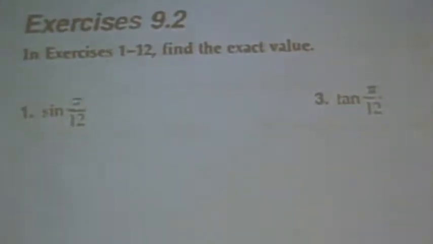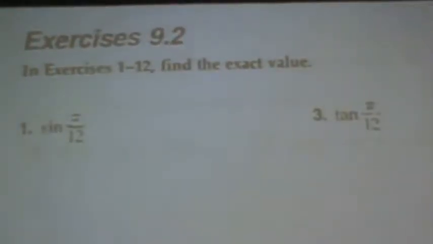Okay, here is section 9.2, the homework for pre-calculus. You are given angles at which you are asked to find the sine, cosine, tangent, cotangent, cosecant, secant of, and find the exact value. That's without using a decimal answer.